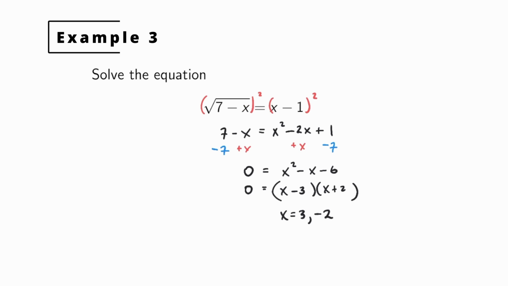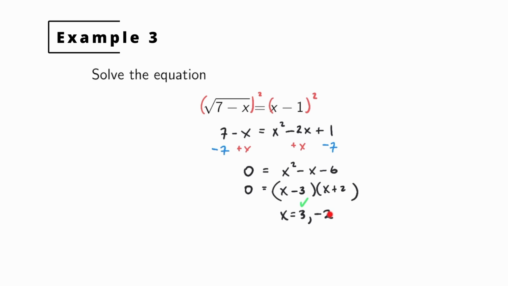Now the final thing we have to do is plug these into the original equation and see, are these solutions? If I plug in x equals 3, I will get the square root of 7 minus 3, so that will give me 2, right? It's the square root of 4. And then over here, I'll get 3 minus 1, that will also be 2. So that one works. Okay, so 3 is good.